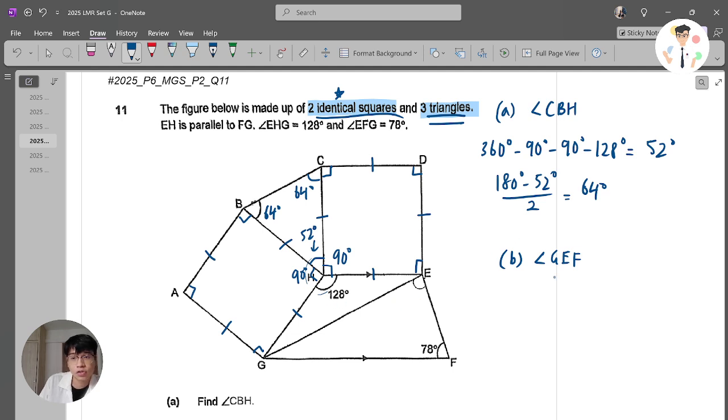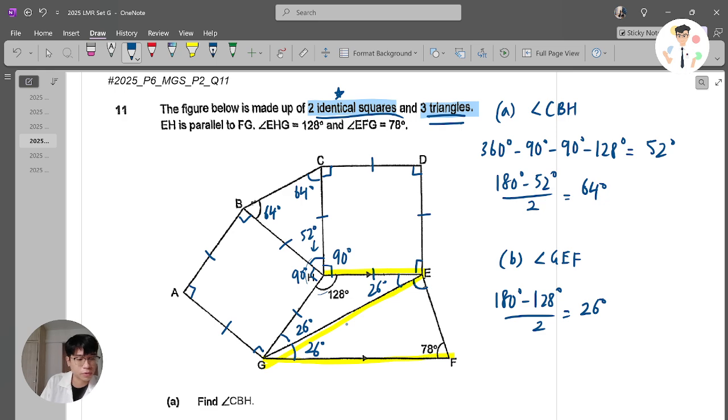I need to now find GEF. So here, this is the angle I'm looking at. So perhaps I can start from here. I know that these two angles are supposed to be the same. So 180 minus 128 divided by 2. So it's 26. Okay. So 26 here, 26 here. Now, the next part is something that is important, and you should notice that this and this are parallel lines. That's why when I do this, it's a Z shape. That's why if here is 26, here will also be 26.